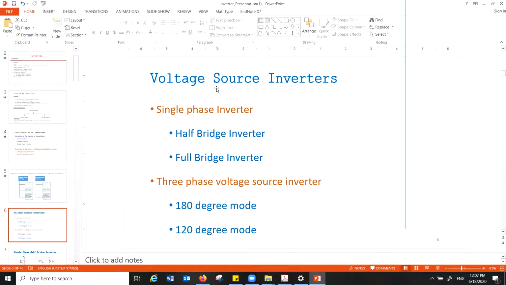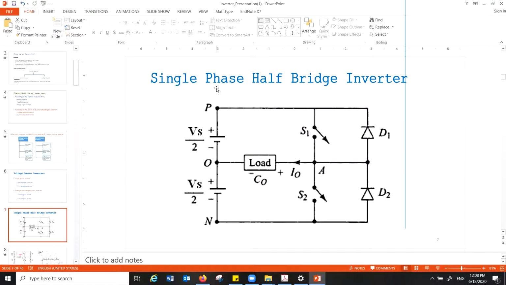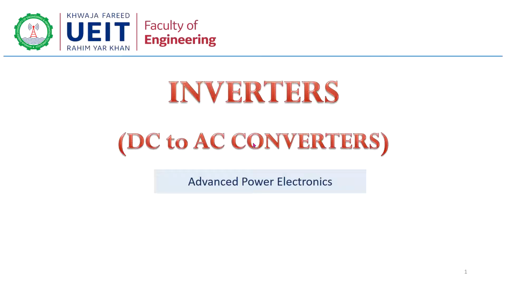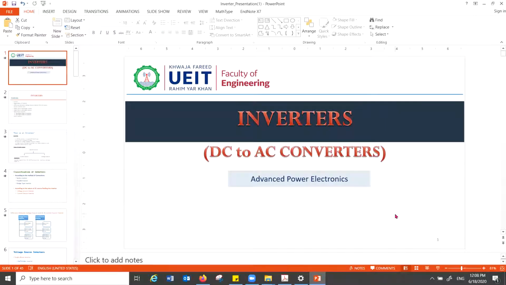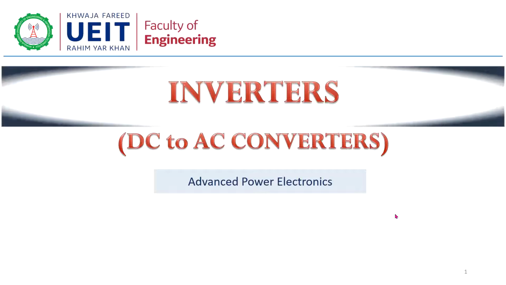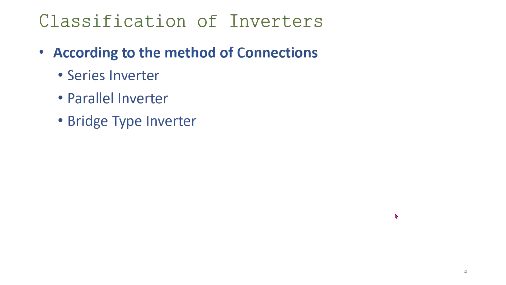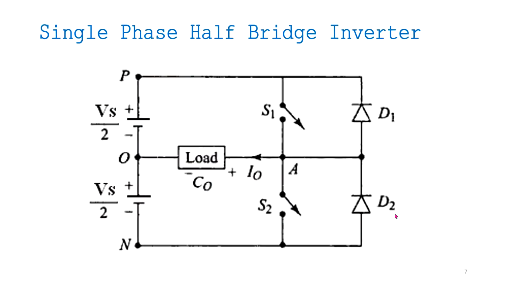Now we will discuss the voltage source inverter one by one. First of all, we will see single phase inverter, half bridge inverter, and full bridge inverter. After that, we will discuss three phase voltage source. Now remember, this is a voltage source inverter. Look at the diagram. Look at the single phase half bridge inverter.